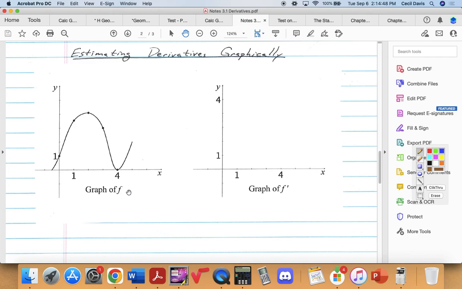There's one over here that's really easy to estimate. At 4, if I was to draw a tangent line at that point, it would look like this. What's that slope? 0. So at 4, the derivative, which is the slope, is going to be 0.